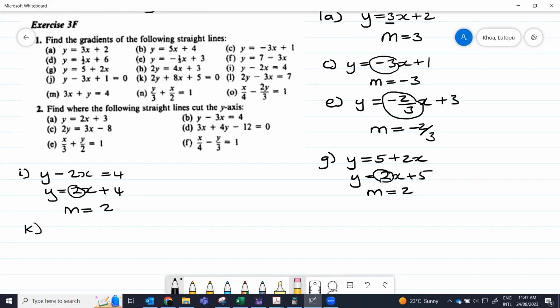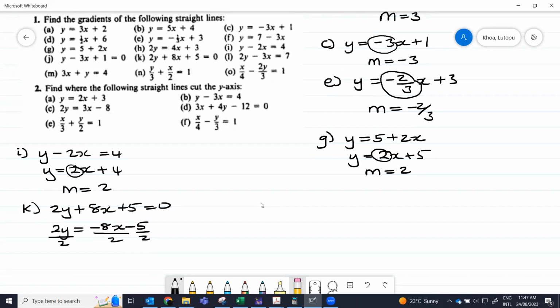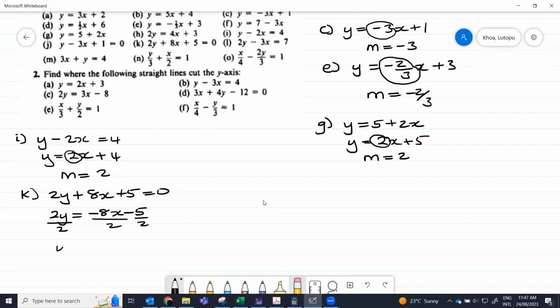K, 2y plus 8x plus 5 is equal to 0. So y must be alone, so we start by saying 2y equal to minus 8x minus 5. And then we divide everything by 2. Y is equal to negative 4x minus 5 over 2. So the coefficient of x, that is our gradient.